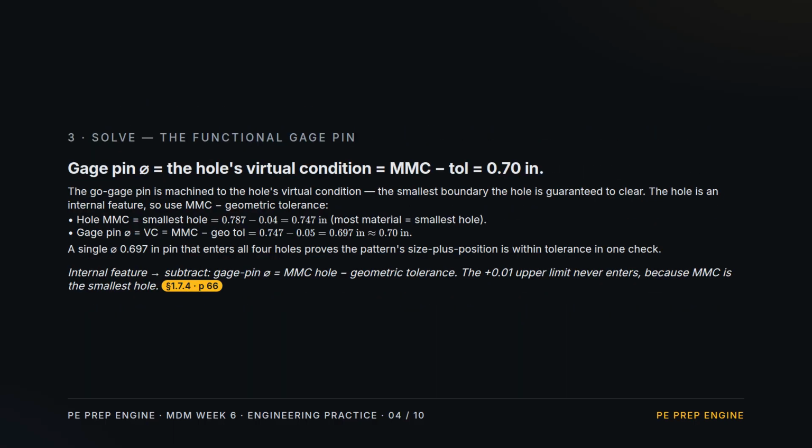Solve Problem 1. The go gauge pin is machined to the hole's virtual condition, the smallest boundary the hole must clear. The hole is internal, so subtract. The maximum material hole, its smallest size, minus the position tolerance gives about 7/10 of an inch. One pin that enters all 4 holes checks size and position together.